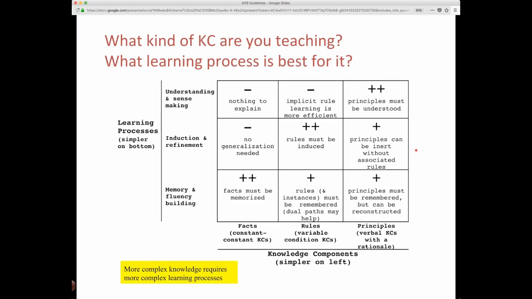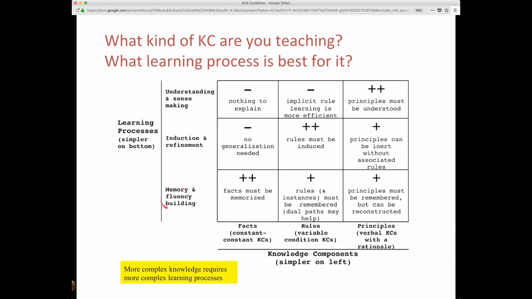Okay, so this is the reasonably complex table from the KLI framework, but this is the one that's making the link between the kinds of knowledge components that are in your domain and which learning processes are mostly relevant. So, and I'll try to use the functional language here. What's the function of memory and fluency building?